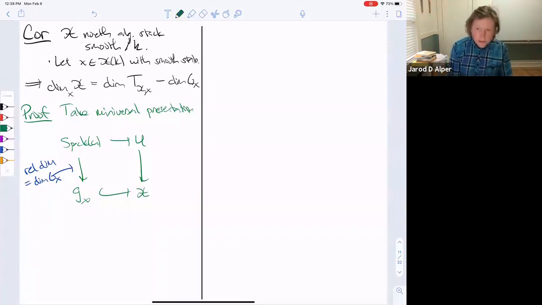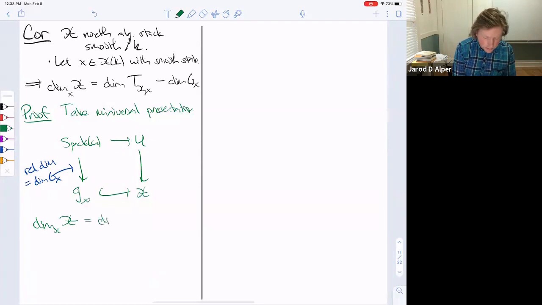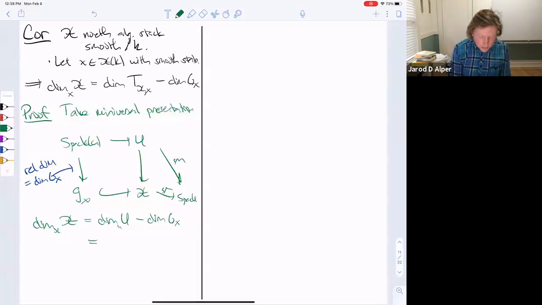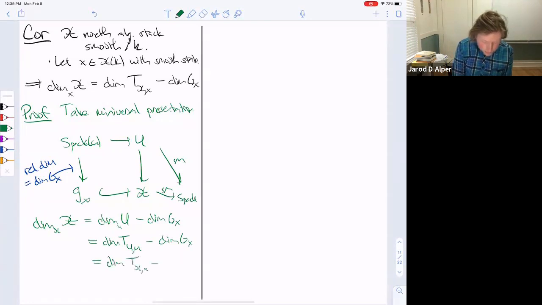And so therefore we compute that the dimension at X of the stack is, by definition of dimension, the dimension of U minus the relative dimension. But the point is that because X is smooth, and so is U, everything is smooth over the field. So this is the same as the dimension of the tangent space of U at U. And in turn, we've shown with this presentation that there's an identification of these two tangent spaces. So this gives it to us.